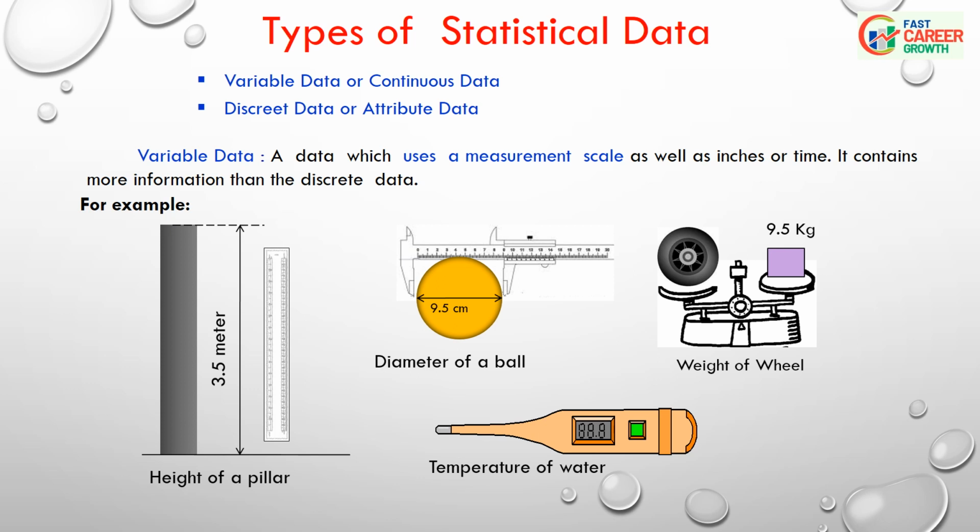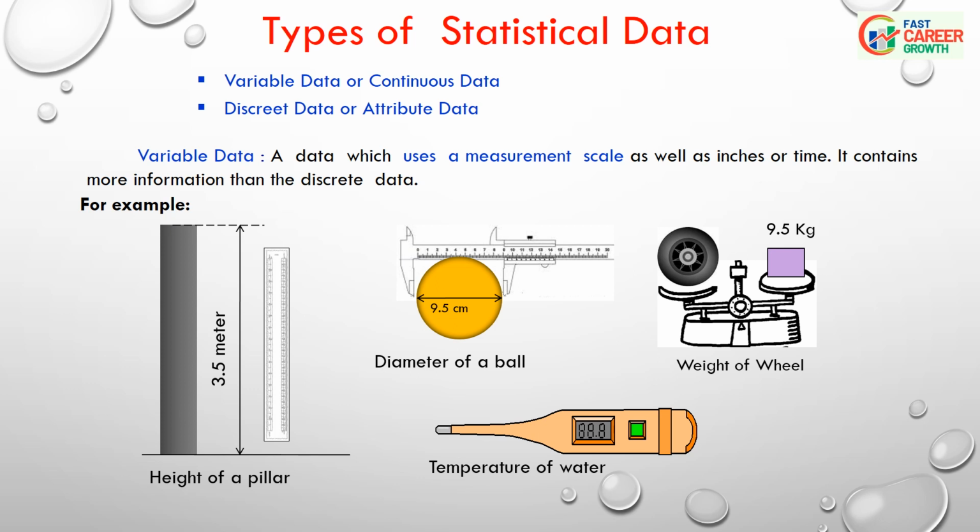Variable data is typically associated with continuous or ratio scales of measurement, allowing for more precise and detailed information. Variable data is quantitative in nature and can be expressed as numerical values, such as measurements in inches, temperatures in degrees, or weights in pounds.